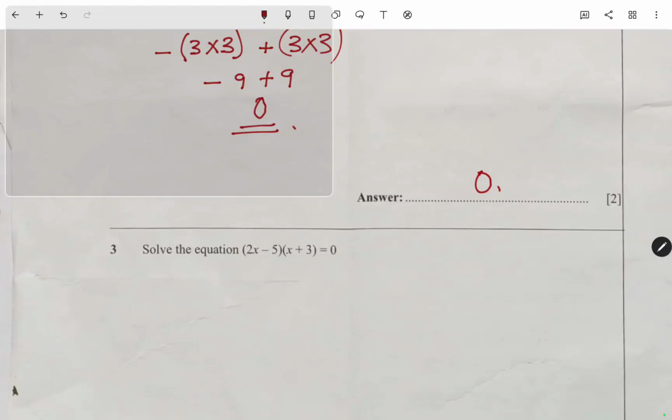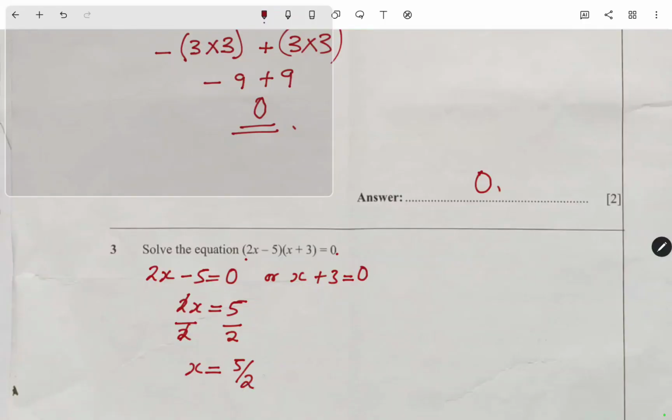Solve the equation. To solve the equation, remember, you just equate the factors to 0. So it will be 2x minus 5 is equal to 0, or x plus 3 is equal to 0. So this will be 2x is equal to 5. Divide through by 2. 2 and 2 divide, x is equal to 5 over 2. Or here, x is equal to negative 3. So these are the two values of x.